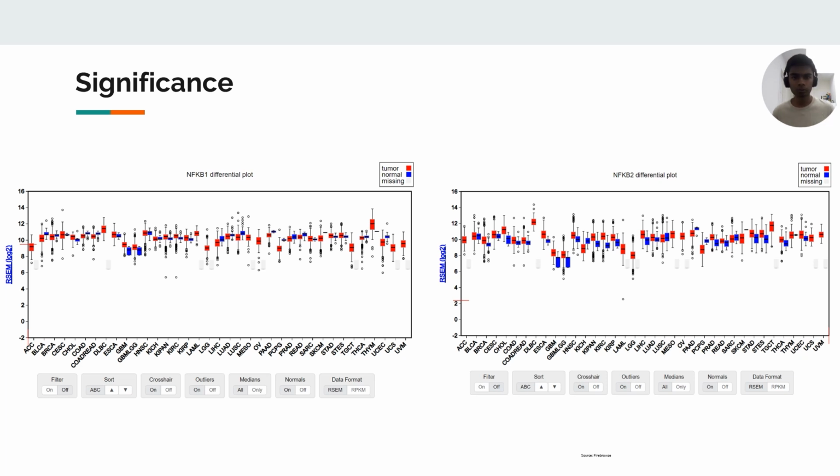Looking at the expression plot of NFkB1 and NFkB2, GBM had a differential plot indicating that non-tumor expression of the genes was significantly lower than tumor expression. So, for the differential plot of NFkB1, non-tumor expression was significantly lower than tumor expression. Same goes with NFkB2, where GBM has a significantly lower expression for non-tumor compared to tumor.